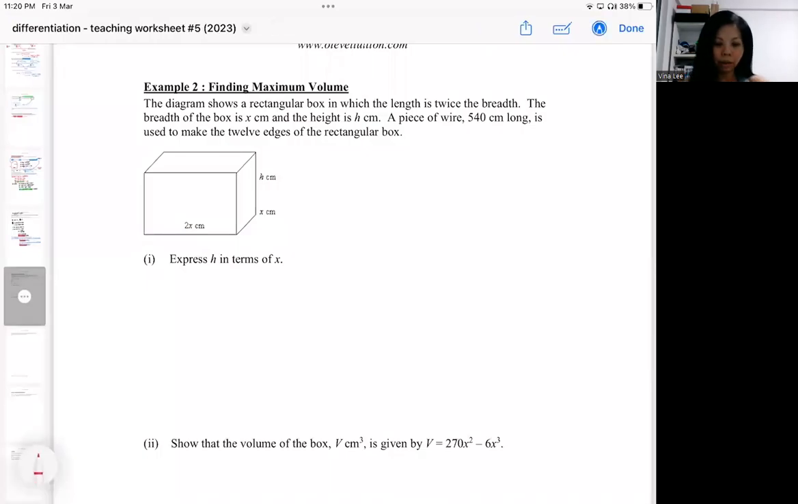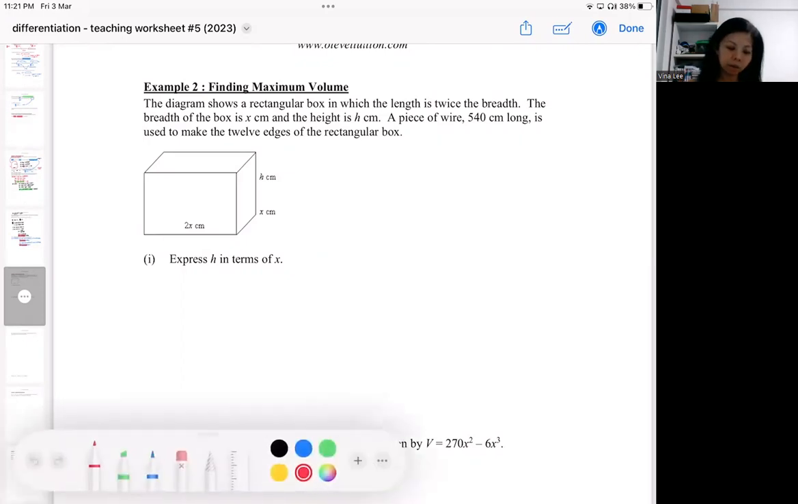Okay, so for this example, we will be learning how to find a maximum volume. This one is a very simple shape. It is like a cuboid. If you have a tissue paper box around you, you can visualize it as a tissue paper box. Sometimes it may not come in this shape. It can come in a cylinder, it can come in a pyramid, whatever shape that you can think of.